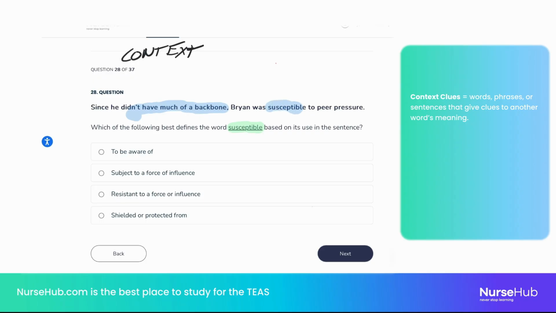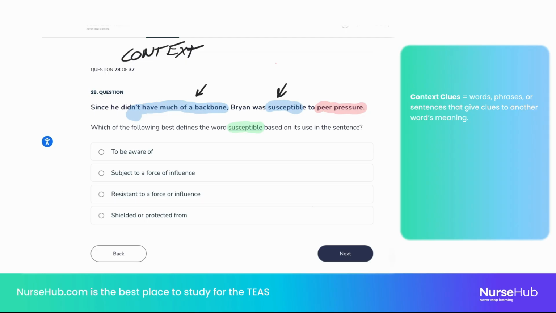And then we have our keyword here. Brian was susceptible to peer pressure. Now, what does peer pressure mean? Peer pressure means that all your friends are doing something, your peers, the people that you work with, it could be your age group, and are you going to do that thing or not? Now, because he does not have much of a backbone, that means he is susceptible to peer pressure.